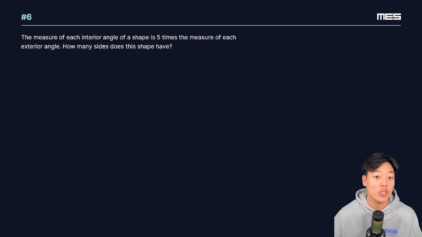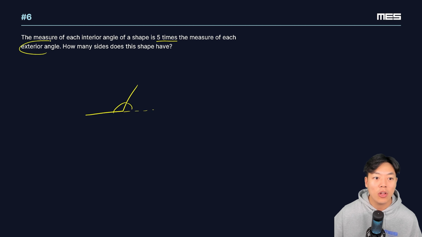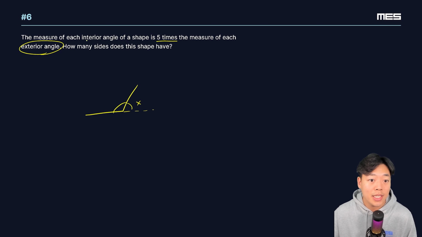The measure of each interior angle of a shape is 5 times the measure of each exterior angle. So imagine a shape that has an interior angle like this. That interior angle is 5 times the measure of each exterior angle. So here is our exterior angle. Let's call our exterior angle x. And then we can call our interior angle 5 times that x.